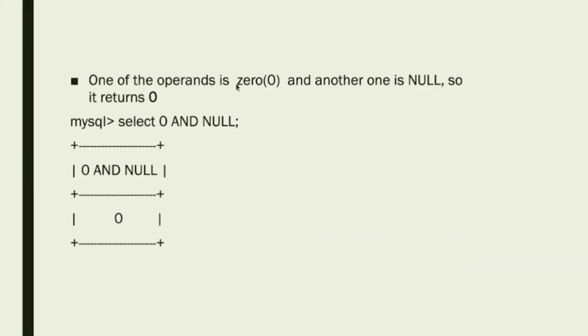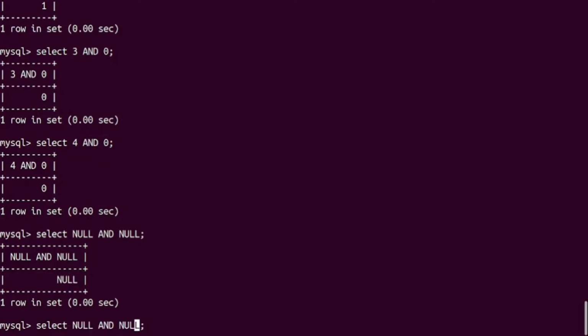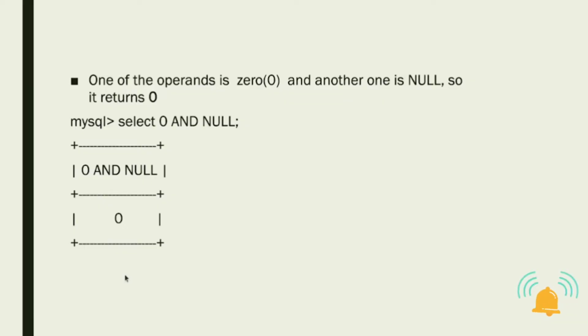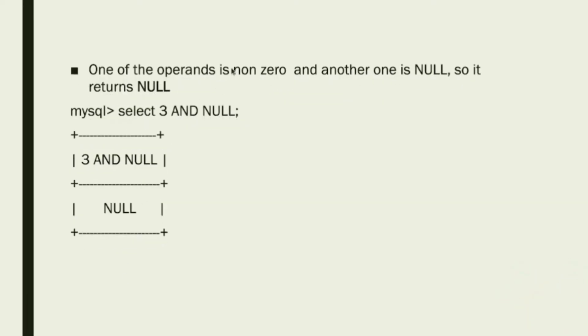Okay, so if one of the operands is 0 and the other is null, it returns 0. Let's check it with NULL AND 0. It's showing 0 here. Got it? Let's check it with another.